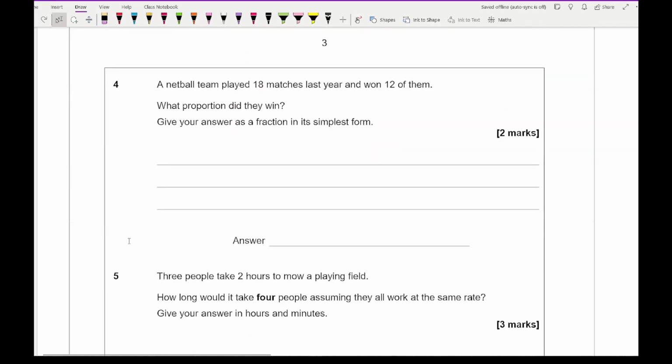Then moving on to question 4, it says a netball team played 18 matches last year and won 12 of them. What proportion did they win? Give your answer as a fraction and in its simplest form. Here we're looking at 12 out of 18, and then it's just a case of simplifying that fraction to its simplest form, which is 2/3.